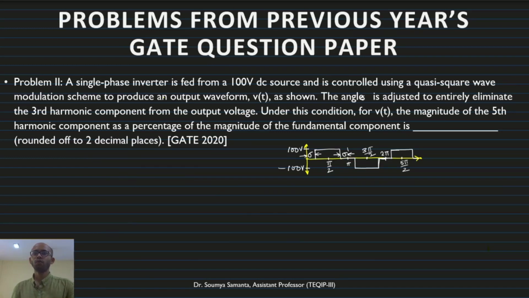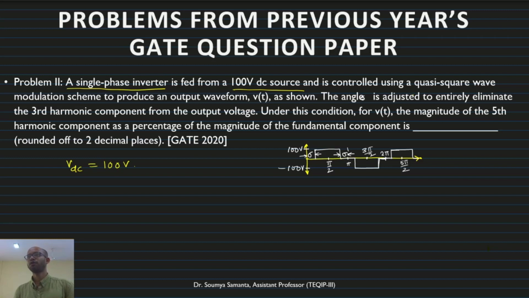In problem number 2, what is asked is that a single phase inverter is fed from a 100 volt DC source. So the inverter is fed from a 100 volt DC source. What is the type of the inverter? Single phase. Okay. So what is VDC? First I can write VDC equals 100 volt.